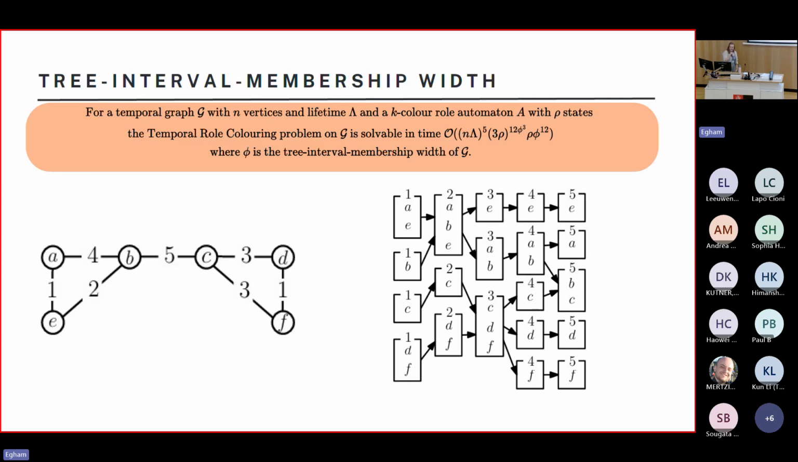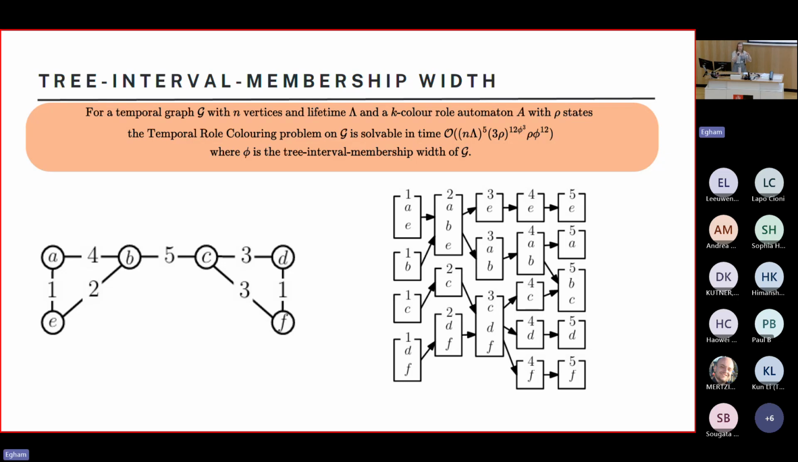The next parameter we look at is a generalization of this, called the tree interval membership width, which is similar to the Vim width, but also considers connected components. So our top bag at time 2 of A, B, and E. Well, vertex B has an edge at time 2 to E, so will be affected by E. And vertex E will have been affected at time 1 by A. And so these feed into each other. But B has never seen anything that's happening in the C, D, and F part of the graph at this time.